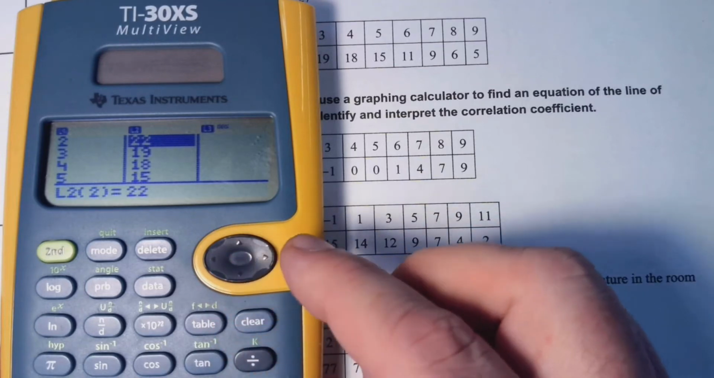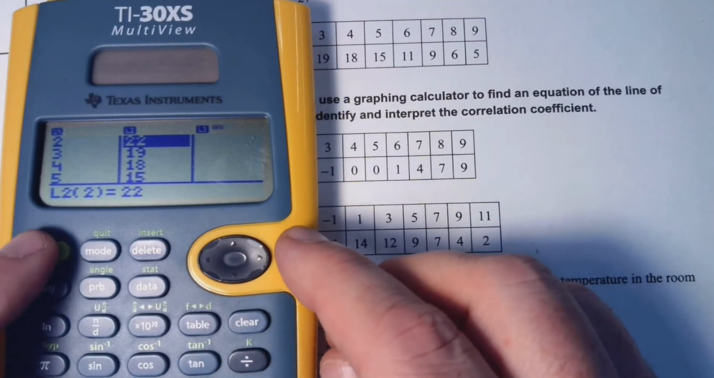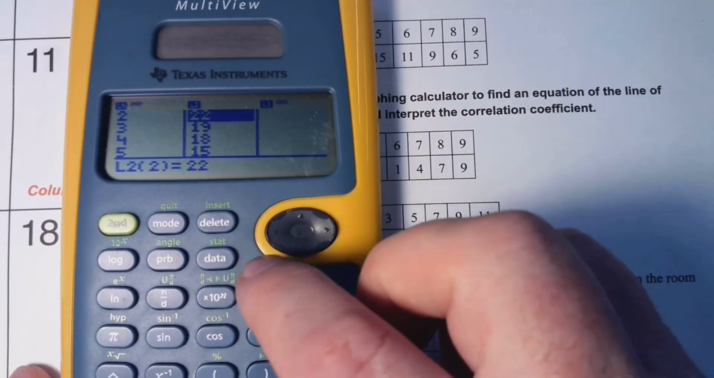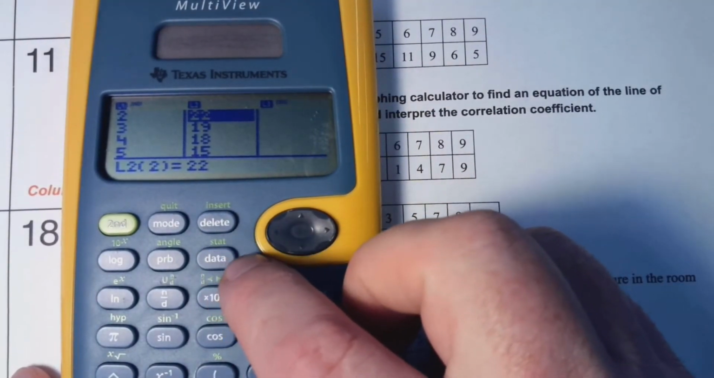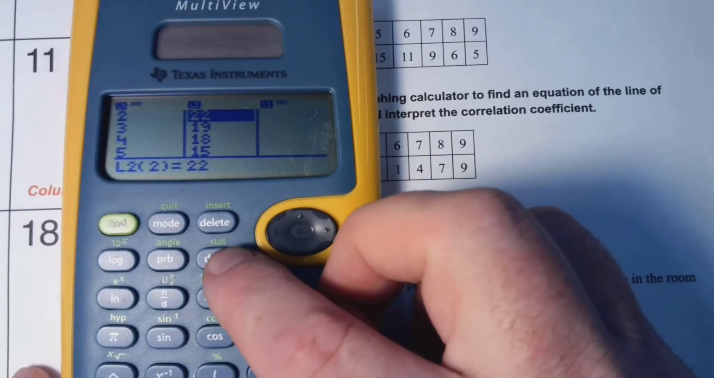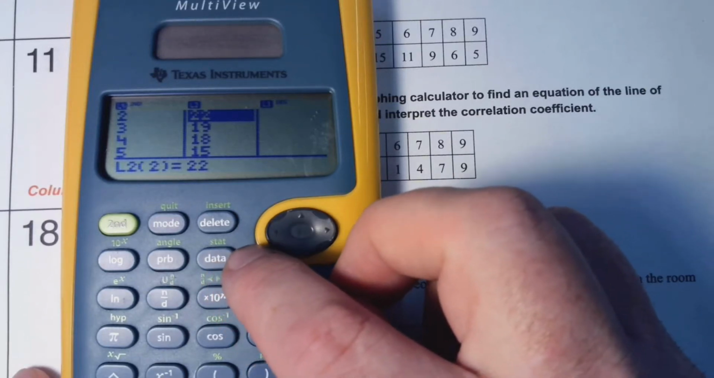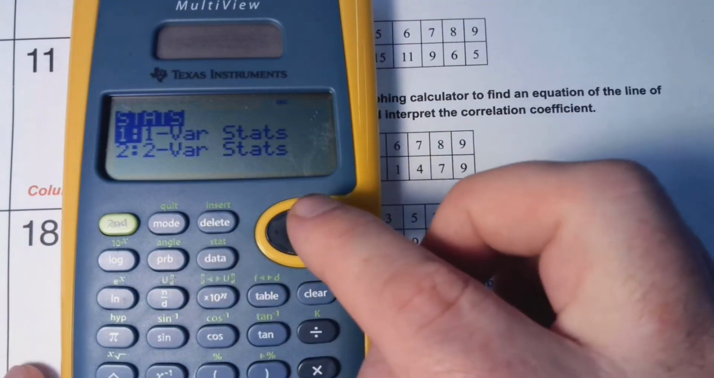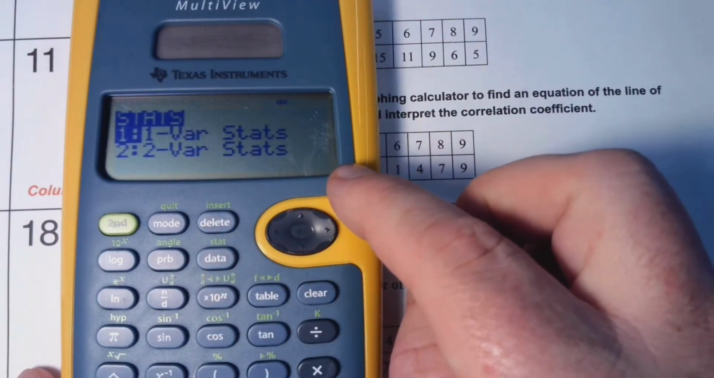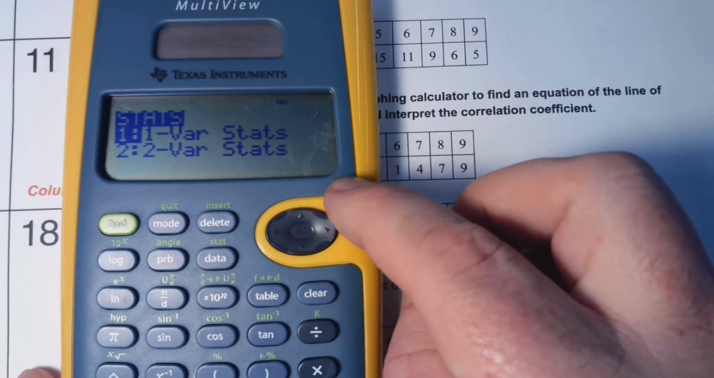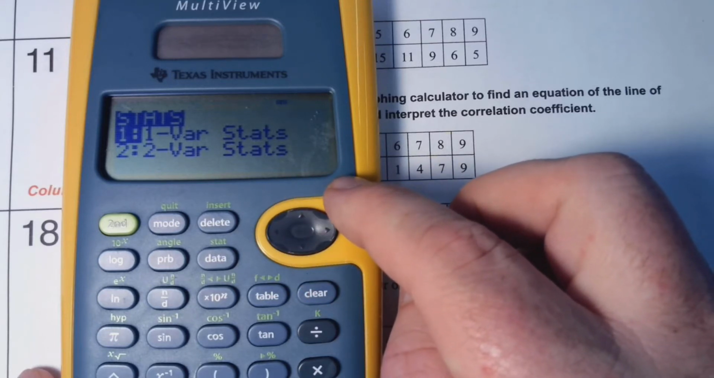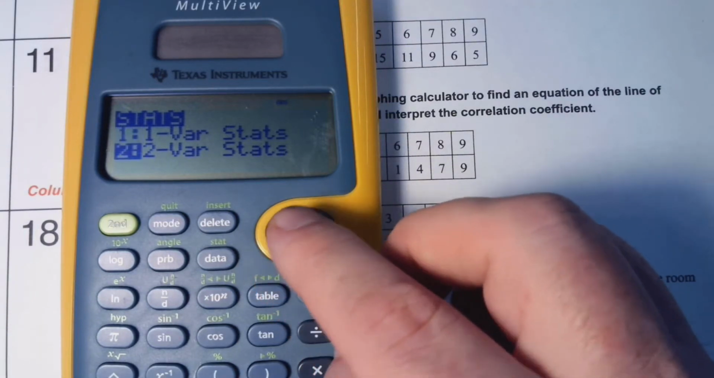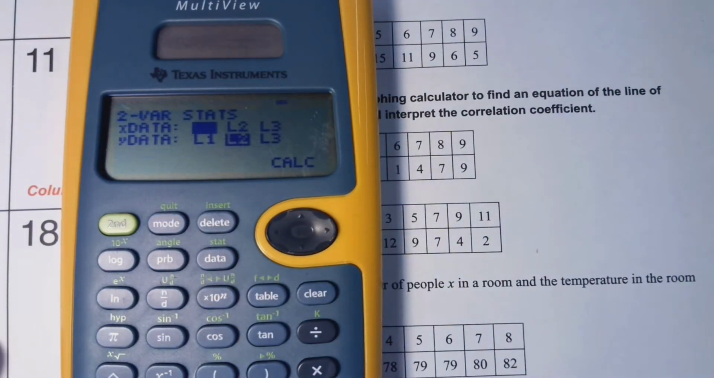The next thing we are going to do is hit second, and we're going to hit the same button. So second, data, and it becomes stat, or statistics. What do we think it's going to be? We have a choice: 1 variable statistics or 2 variable statistics. How many variables do we have in our problem? We have an x and a y, so it would be 2, right? So I'm going to hit enter.